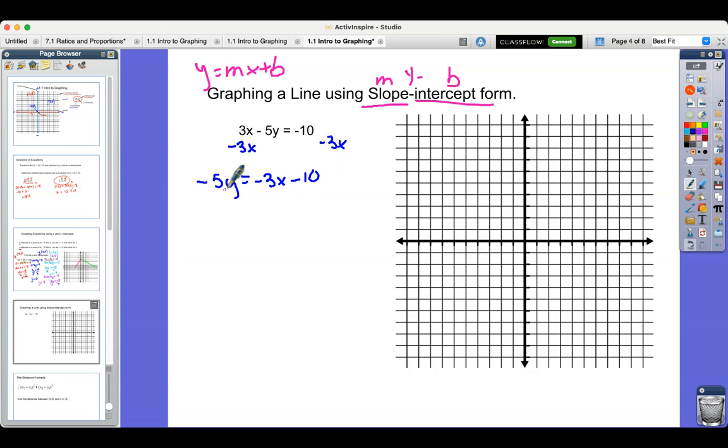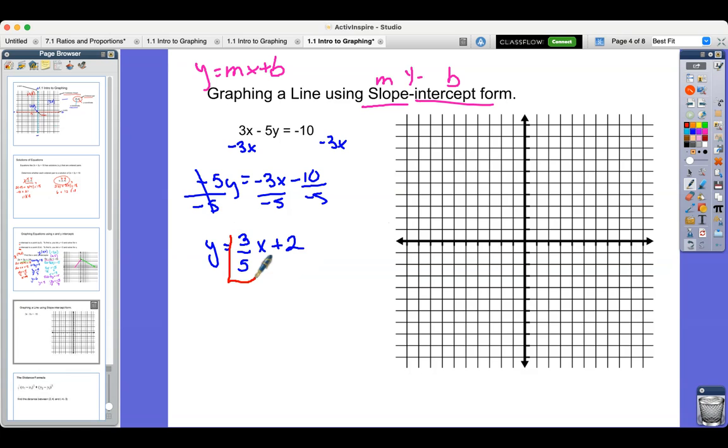And then we're going to divide. Again, we have to get y absolutely by itself, so we divide both sides by negative 5. Here we get a positive y. Negative 3 over negative 5 becomes a positive 3 over 5, and it's perfectly okay to leave it as a fraction. And negative 10 divided by negative 5 gives us what, class? Yes, a positive 2. All right, so now we have all the parts we need.